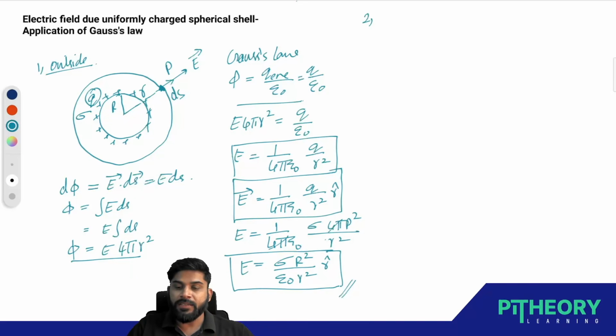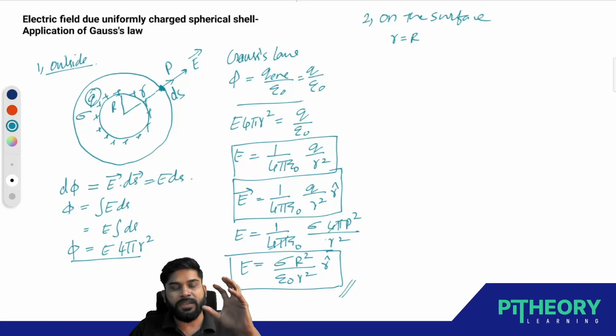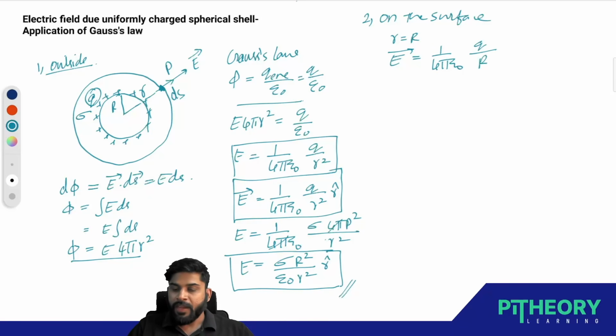Now the second case: the point is on the surface of the spherical shell. In this case, it is a very simple thing. You take r equal to capital R, because the Gaussian surface you are considering will be on the surface of the shell itself. So you can write the electric field equal to 1 by 4π epsilon 0, just replacing small r by capital R, Q divided by capital R squared, radially outwards. Or you can write the second relation: since small r is also capital R, the R squared gets cancelled, and in terms of sigma you get vector E equal to sigma by epsilon 0 r cap. Like this we can write.